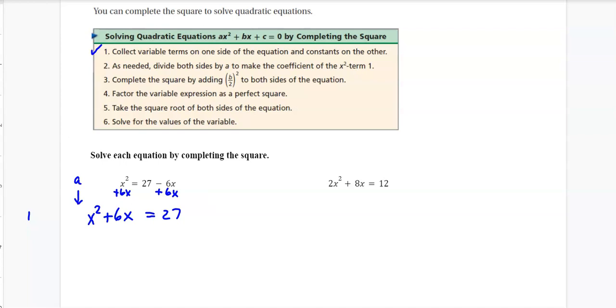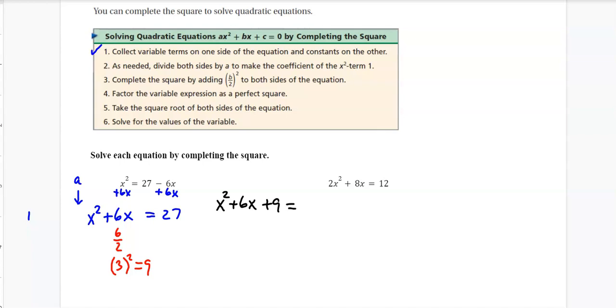Complete the square by adding b over 2 squared to both sides. So b over 2 squared means I'm going to take this 6 divided by 2, which is 3, and then I've got to square that. So I'm going to add that. But if I just add it to the left, to keep the equation balanced, I also have to add it to the right. So that came out to be 9. Half of 6 squared is 9. So I'm going to take that number and add it to both sides. So I had x squared plus 6x. Now I'm going to add 9.